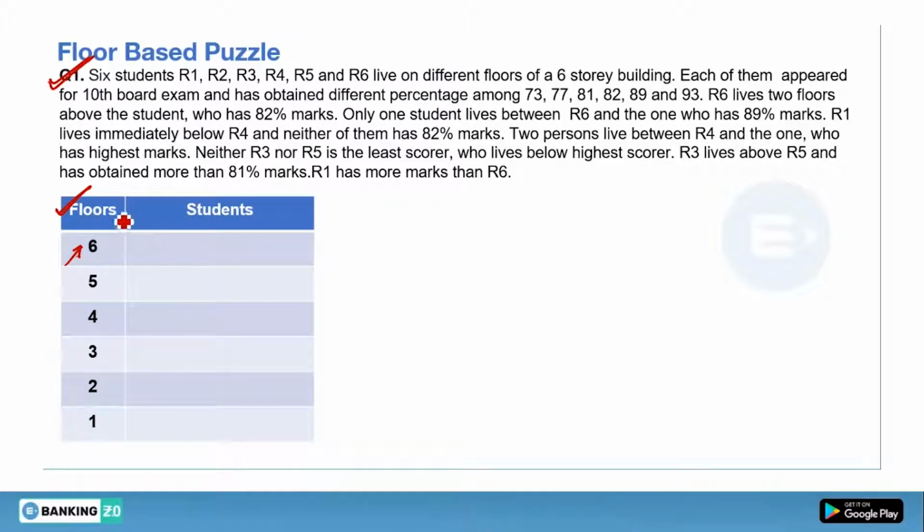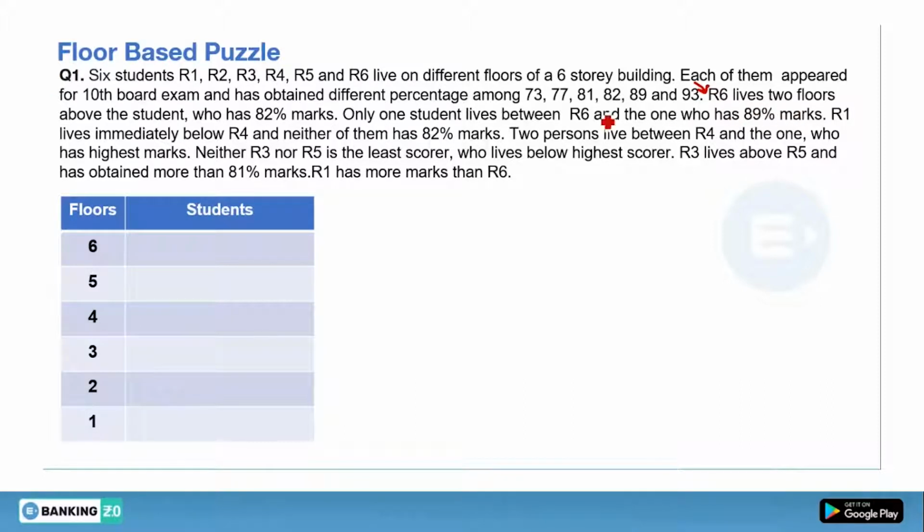Now after fixing the floors, just make the table like this. Our first variable will be the floor, and the second is the student with the percentage they have obtained, as given in this question. Our puzzle starts from here.